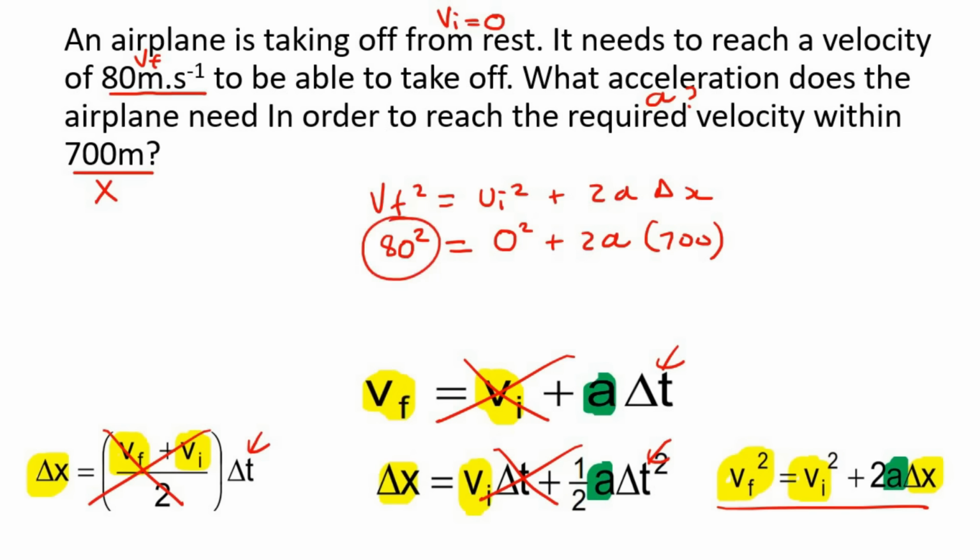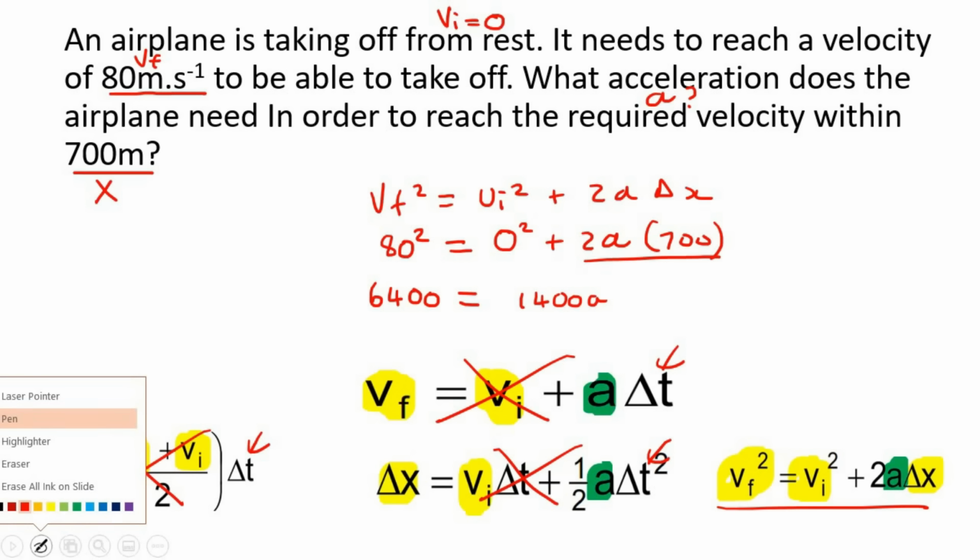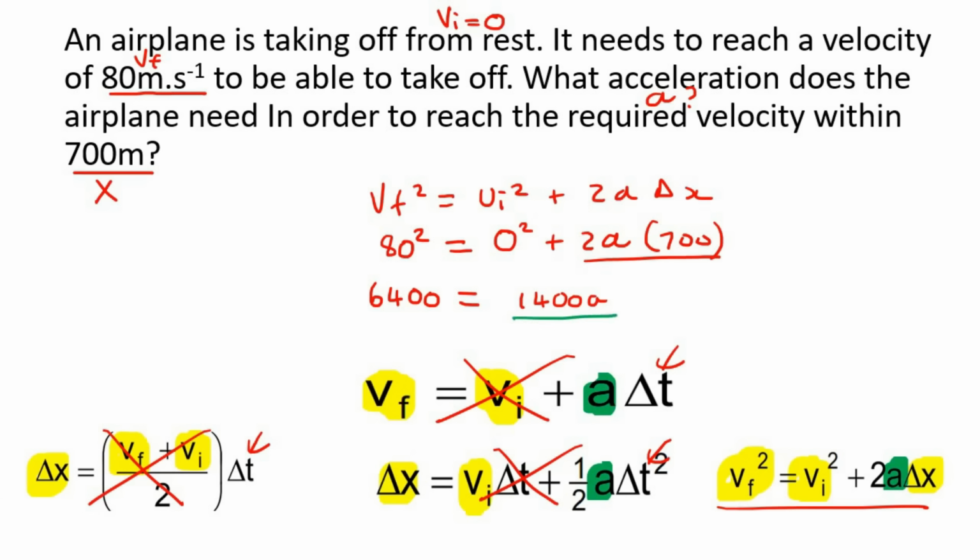So if you type this on your calculator, it'll give you 6,400. Okay, then 0 to the power of 2 is just 0. And then this becomes 2 multiplied by 700, which is 1,400a. Now 0 just doesn't really do anything, so we can actually just write it like that. Now to get a by itself, we divide both sides by 1,400.